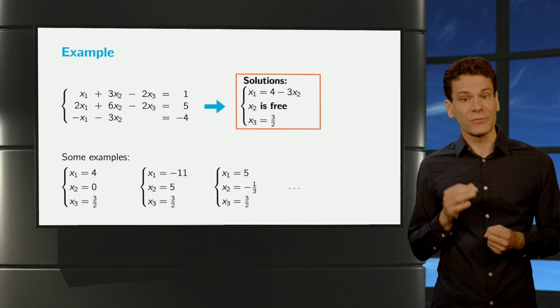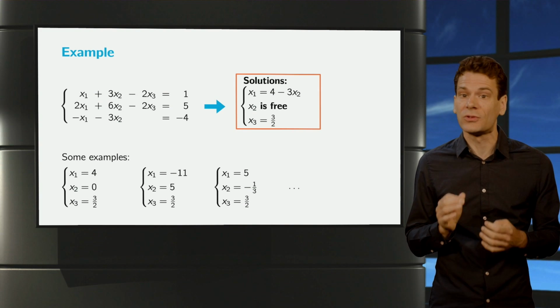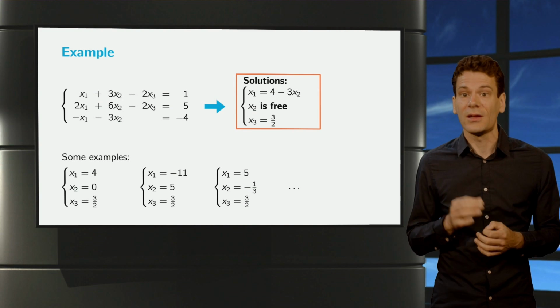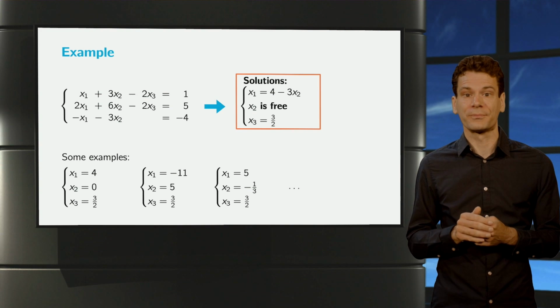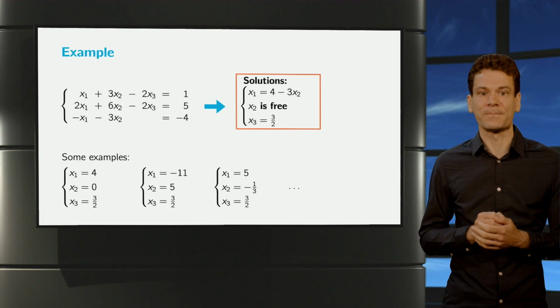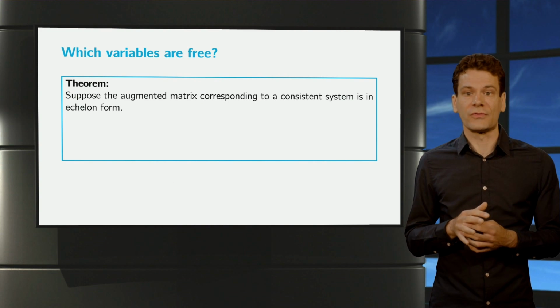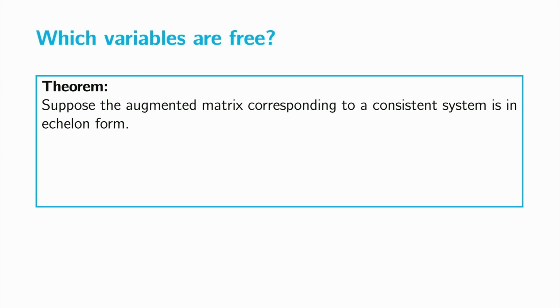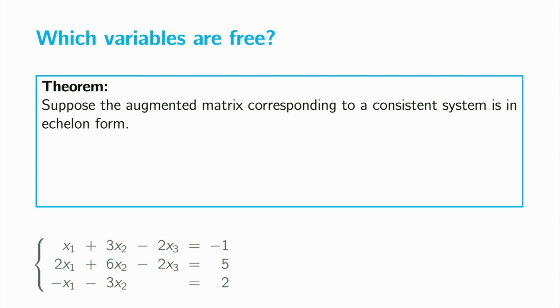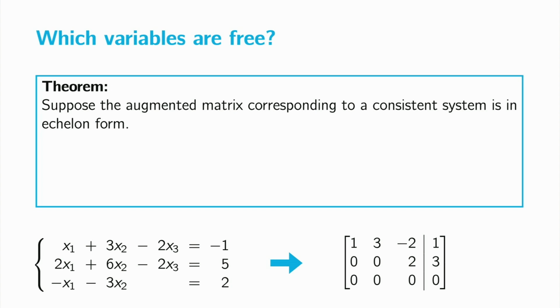As it turns out, you do not have to solve the system to find out whether this is the case. You can tell from the echelon form. Let me show you how this works. Suppose you reduced the augmented matrix of a system to echelon form. For the system I showed you earlier, we found this echelon form. Note that each column, except the last, corresponds to a variable.